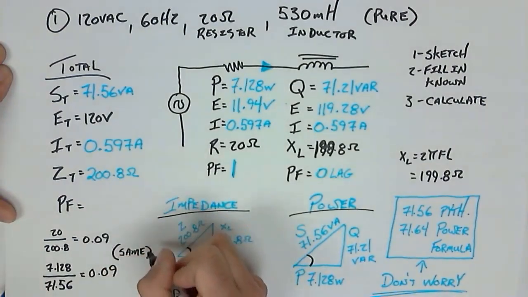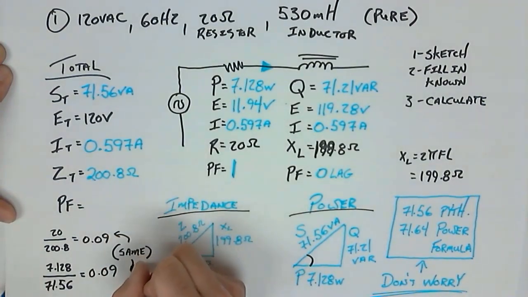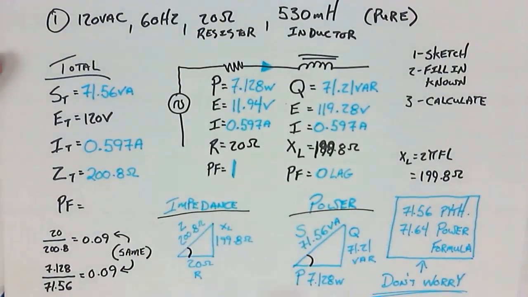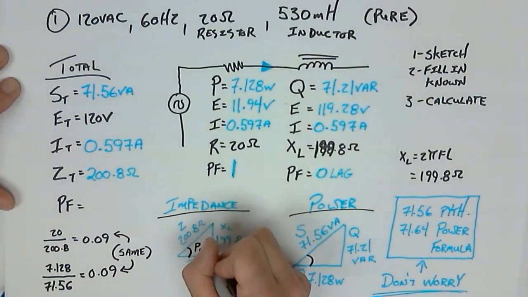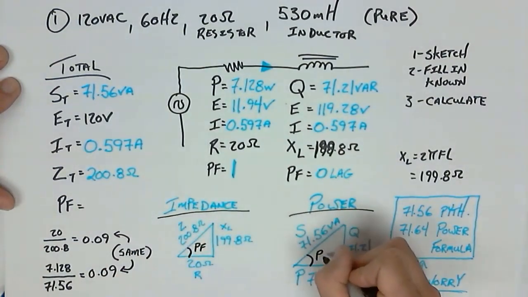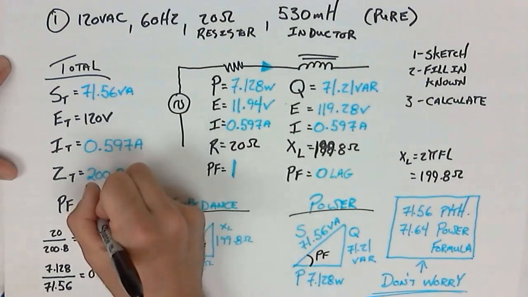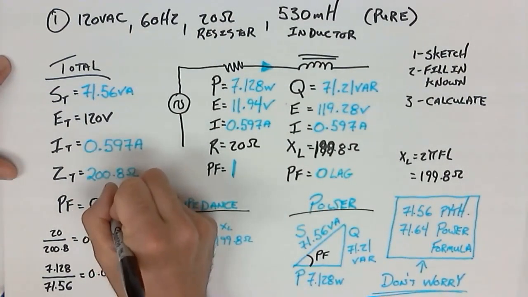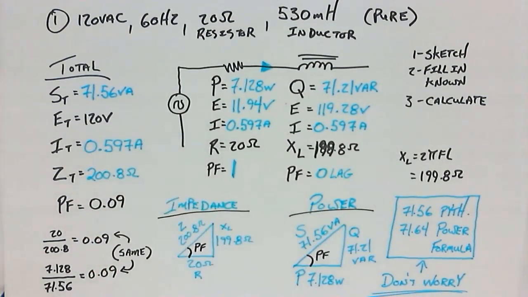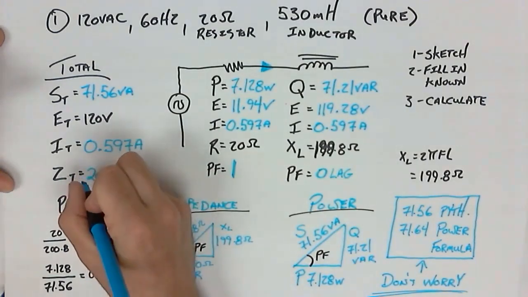It does not matter which triangle you choose to utilize in calculating the power factor. This angle will be the same for both, which means the power factor will be the same no matter which one you use for calculation. So we end up with a 0.09 power factor. Now, we need to indicate when we have a power factor that is not 1, right?